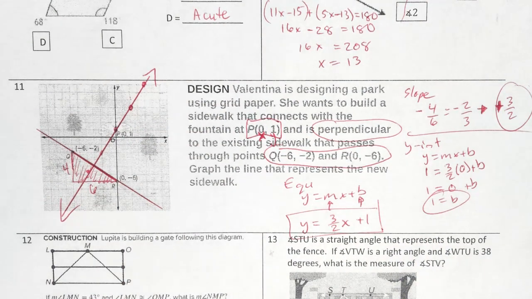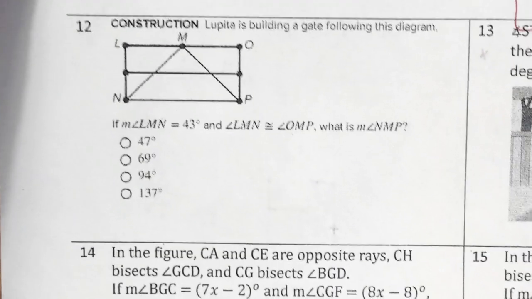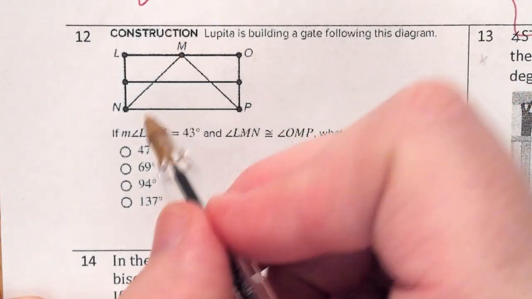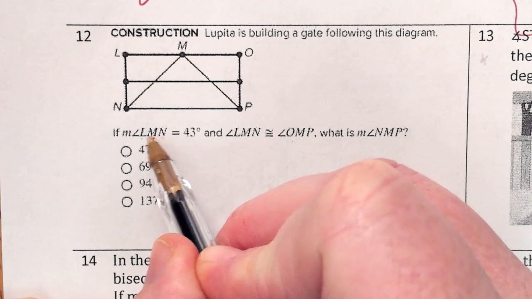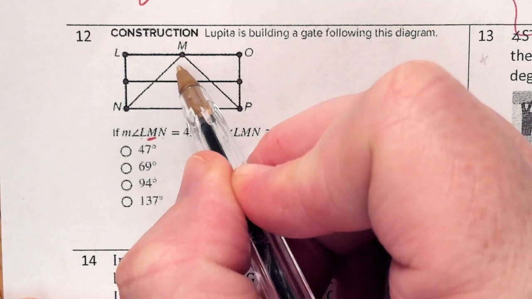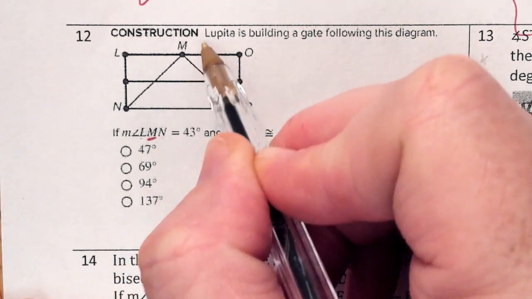Perfection. All right, let's go to number 12. We have LMN, so at M, it's either the left, the middle, the right, or a combination of those.